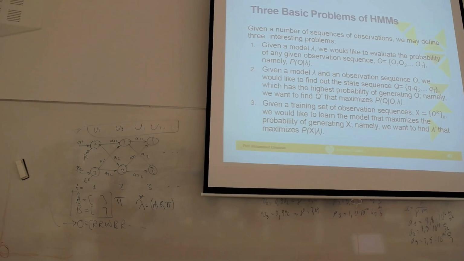This is called the training version of the problem. You have the sequence, you have the states, the transitions, you have the output, and then you build the parameters, or you actually estimate the parameters of the hidden Markov model. So these are the three interesting problems.